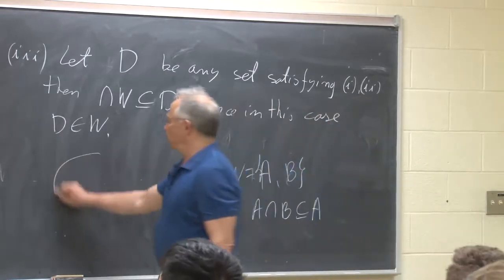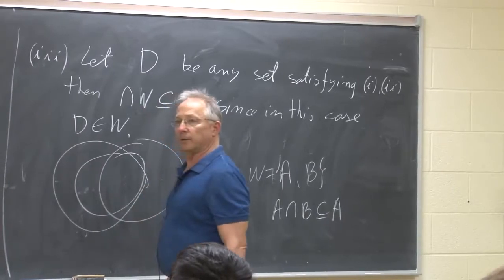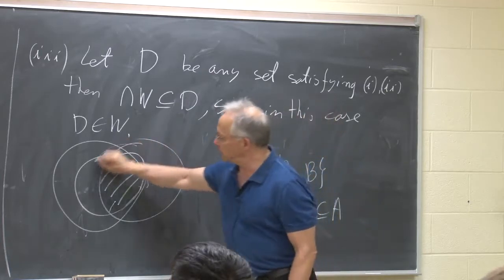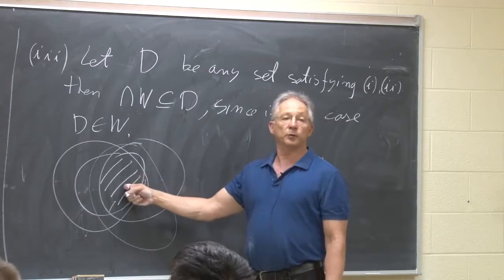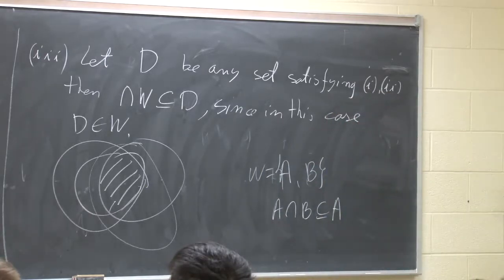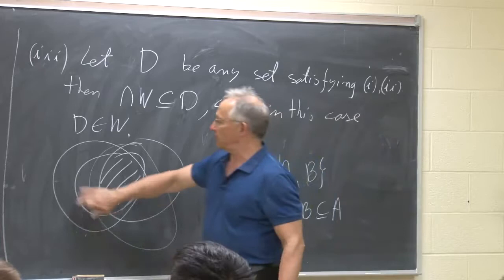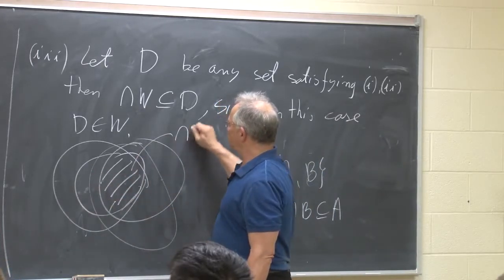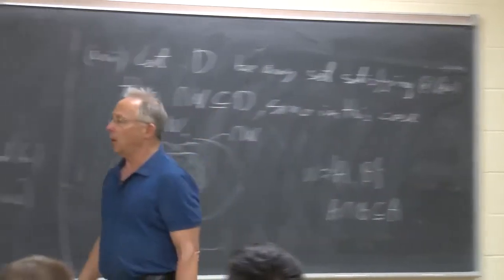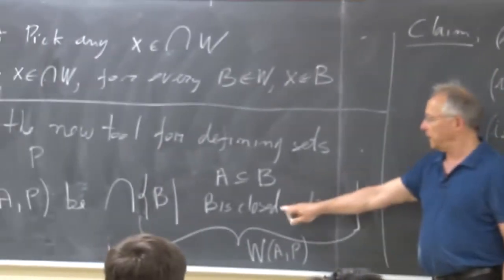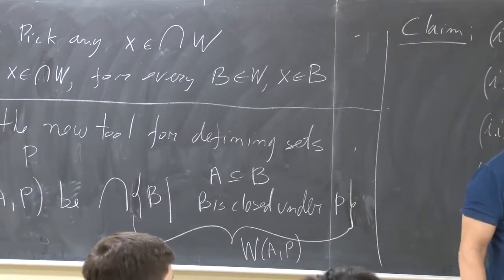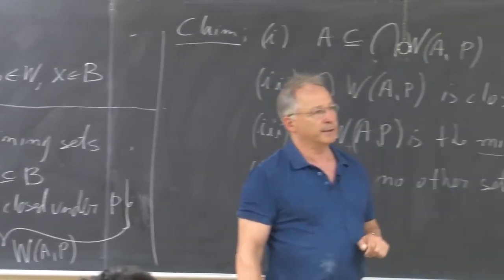Or if you want it pictorially, we have all those B's that we intersected in W. W is the intersection of all of them. So if I pick any such D, D is one of the sets that I intersected, so it is a superset of the intersection. Okay, so W is this collection of sets. The shaded area is the intersection of W. And D is one of the sets in my collection, because I took in my collection all the sets that satisfy requirement 1 and requirement 2. So therefore, the intersection of W is really the minimal such set.